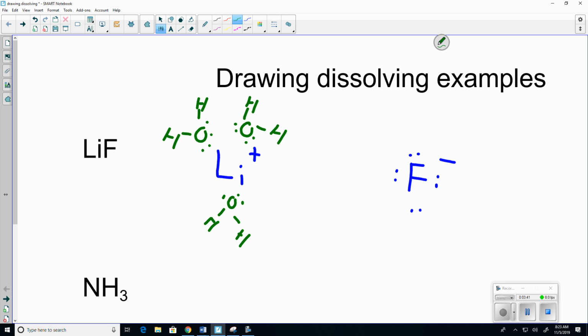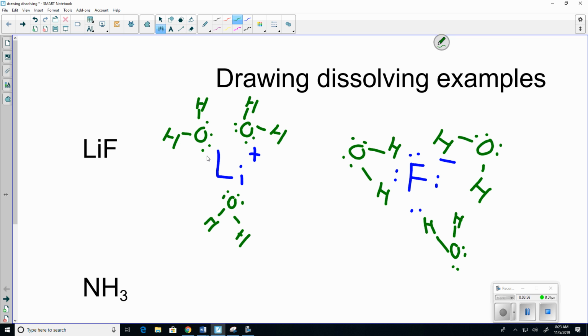Give me my dots. And remember, the water has to surround it with the correct orientation, meaning that the hydrogen end of water is the partial positive end. It should be attracted to the fluoride ion. The oxygen end is the partial negative. It should be attracted to the lithium ion.